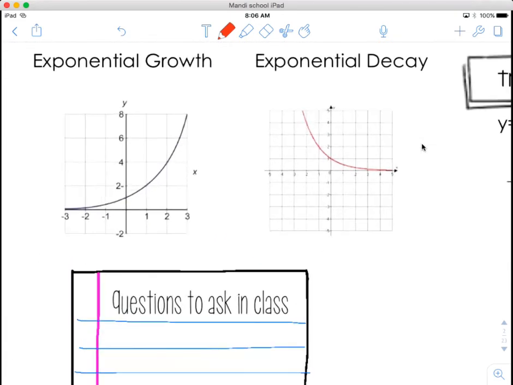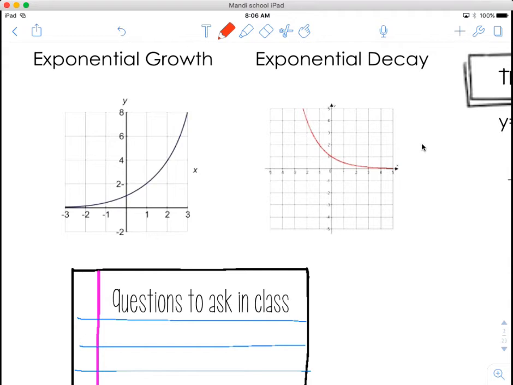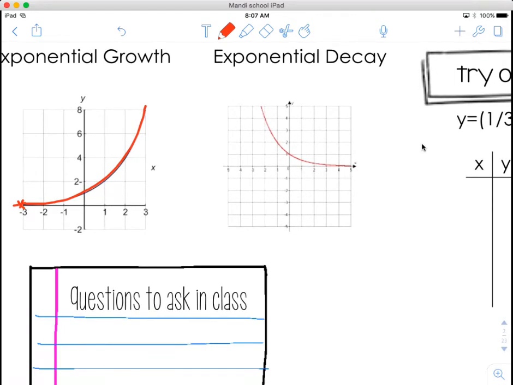Let's look down here. We have 2 different types of exponentials. We have exponential growth. This is the one where it starts really close to the line, doesn't touch the line, but starts really close to the line. And it increases really, really quickly. Exponential decay is where it starts high, and then it decreases quickly, getting closer and closer and closer to that line, but never touching the line.